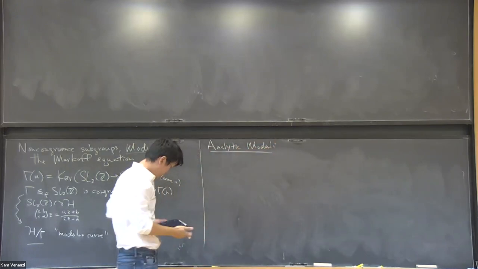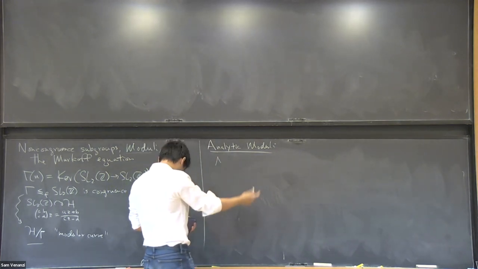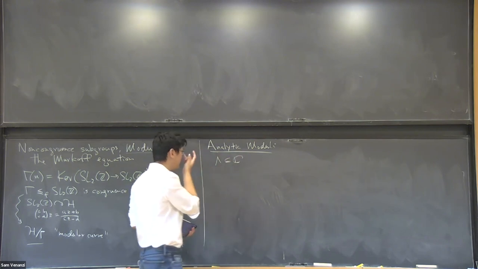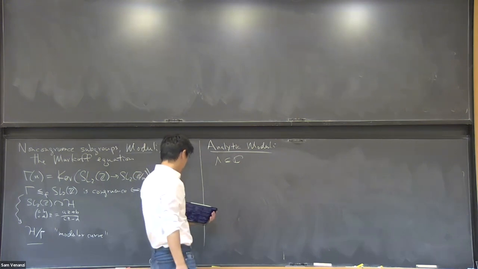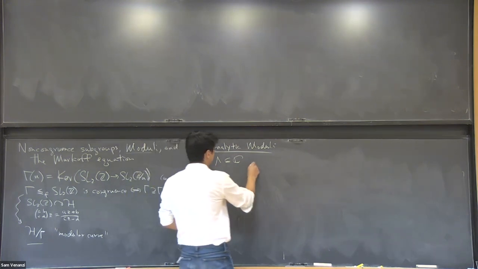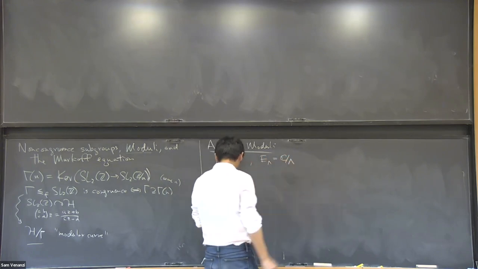So we'll begin with the analytic theory. We'll just describe very quickly the analytic moduli of congruence moduli curves, in a very simple way. For a lattice in C, you can form an elliptic curve. In fact, every elliptic curve is given this way. That's the quotient of C by a lattice.